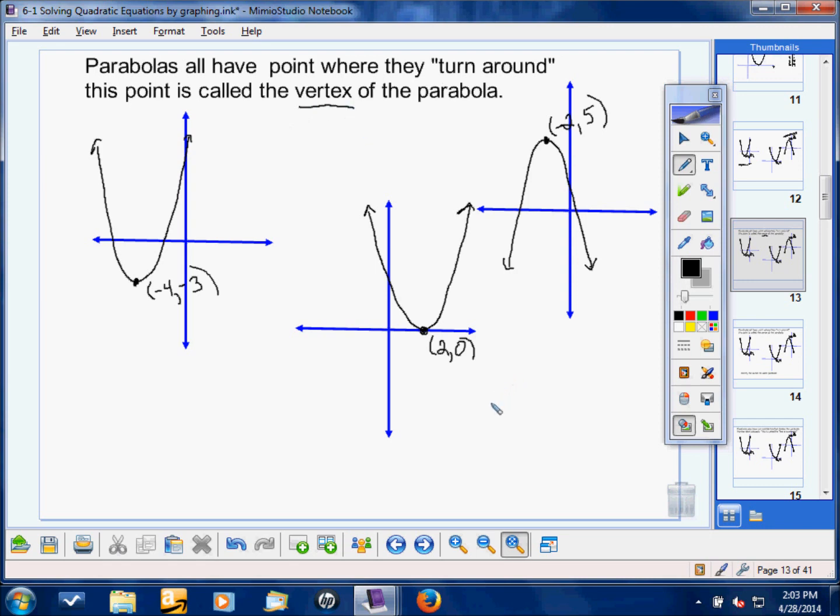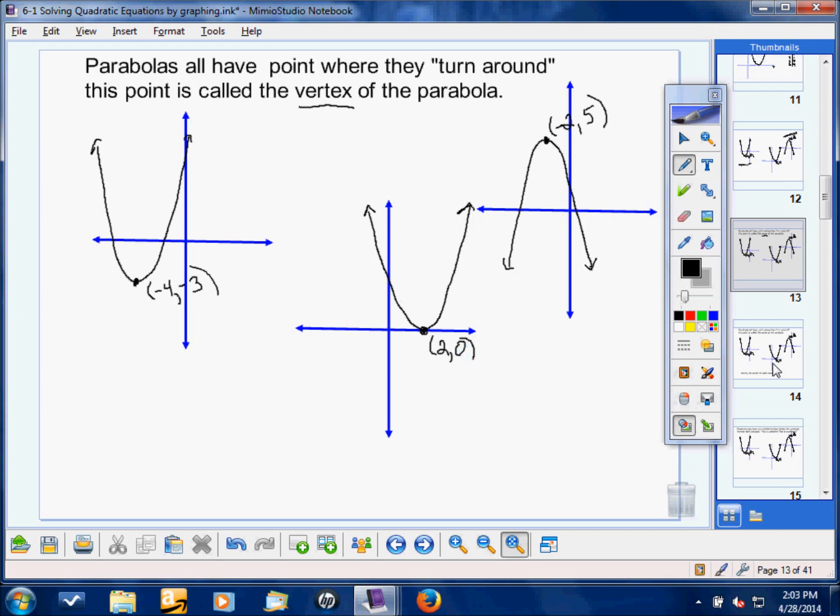The name of the point is called the vertex. Now in geometry, it's the corner where two lines meet to make an angle. So it could be in a polygon or something like that. But here it's actually in this parabola. It's the point where everything to one side ends up going the other direction than it does on the other side. So it's the turnaround point called the vertex.